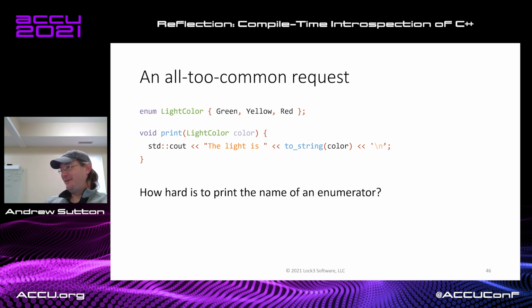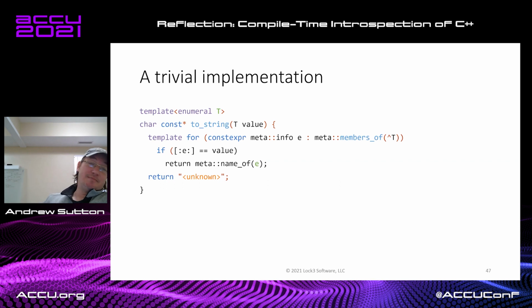I keep seeing libraries or emulation libraries for reflection where you keep having to declare parallel structures that actually encode these reflections. One of our goals was to make sure that you would never actually have to do that again. So I think the next slide is the definition of that. Oh, good, it is. So this is how easy it is. This is the entirety of that program.